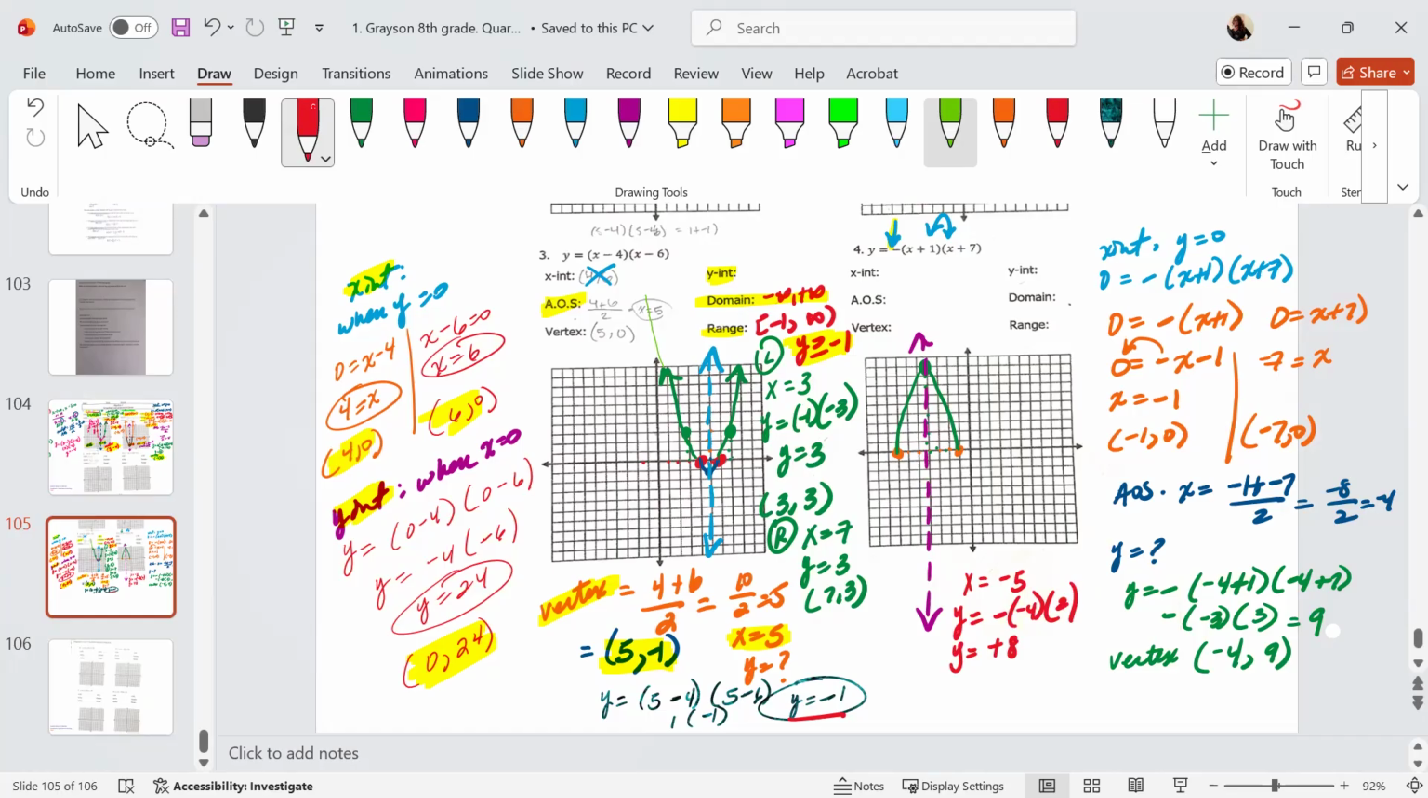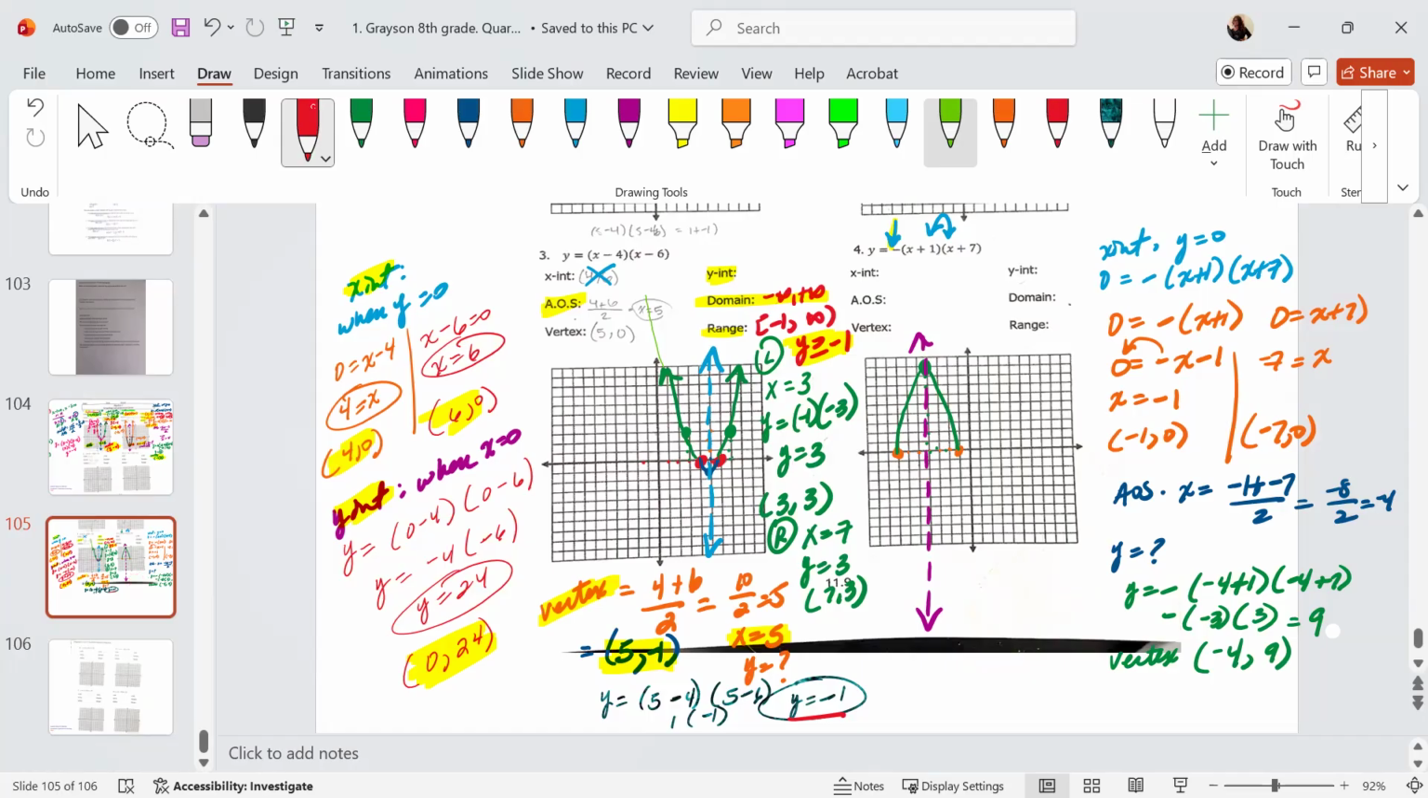Wait, hold on. I think I messed up. X equals negative 5. Okay, I think I'm confusing myself. All right, so negative 1, and I don't know why I picked negative 5. That was a terrible thing to pick. I don't get why I did that. Okay, I don't know what I did.